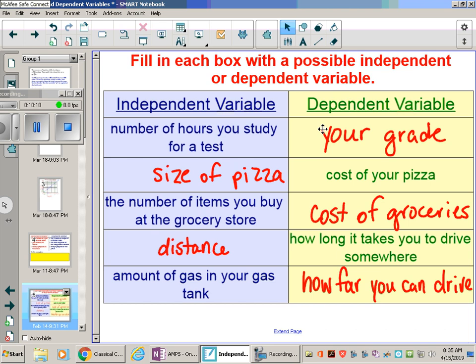The cost of your groceries depends on the number of items you buy at the grocery store. How long it takes you to drive somewhere depends on the distance, how far you're going to drive. How far you can drive depends on the amount of gas in your gas tank. So the dependent variable, what happens, is the effect of your independent variable. So if you've done it correctly, it would make sense to say my dependent variable depends on my independent variable. So when you look at a situation and you decide on that, go back and make sure that it makes sense. Whichever one you picked as your dependent variable, you could fit it in this sentence: blank depends on blank, my independent variable.